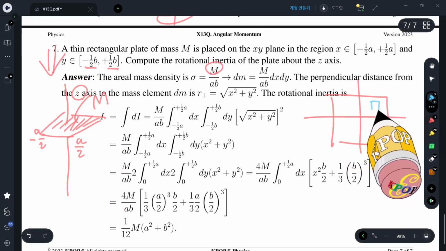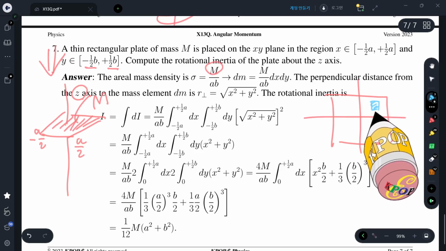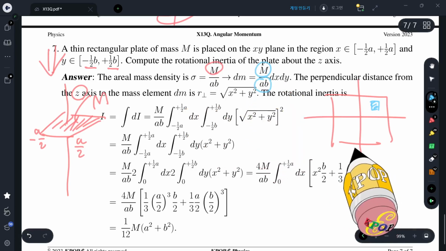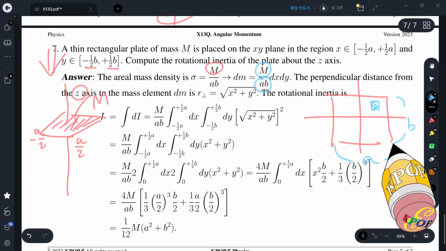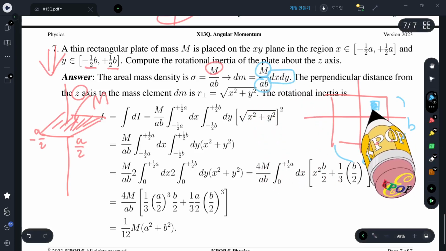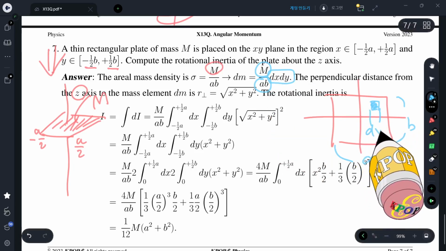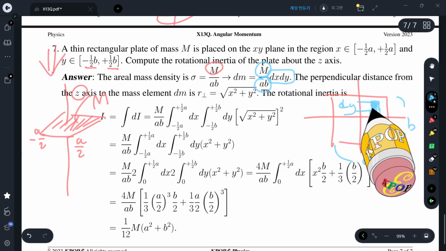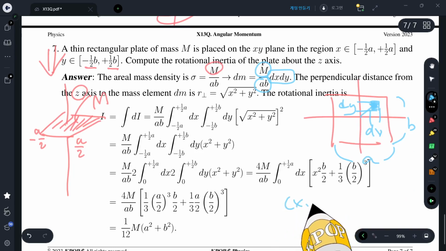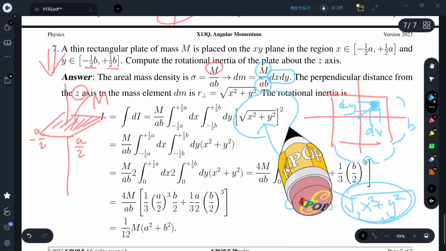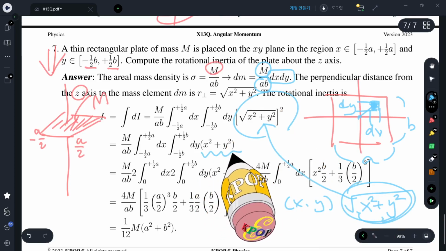an element has the mass: total mass M over the total area a b, multiplied by the small area dx dy. This is dx and this is dy. And what is the lever arm? This is the lever arm, x comma y. So the distance from the center is the square root of x squared plus y squared, and the lever arm squared gives us the integrand x squared plus y squared.